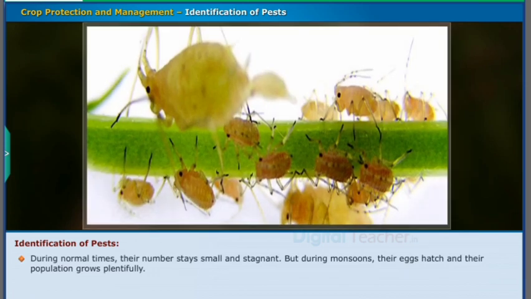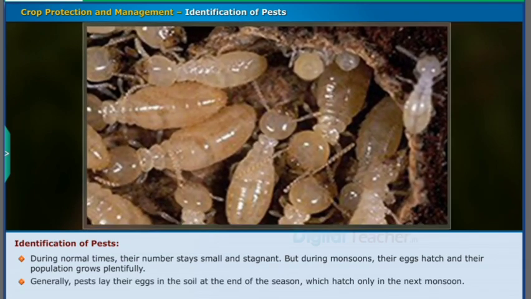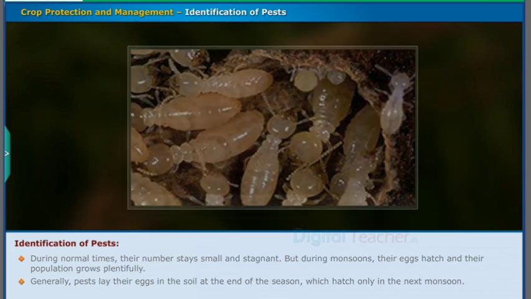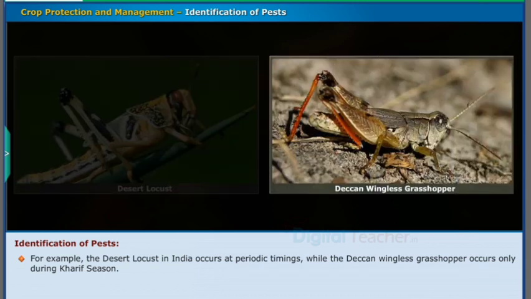During normal times, their number stays small and stagnant. But during monsoons, their eggs hatch and their population grows plentifully. Generally, pests lay their eggs in the soil at the end of the season, which hatch only in the next monsoon. For example, the desert locust in India occurs at periodic timings, while the Deccan wingless grasshopper occurs only during Kharif season.